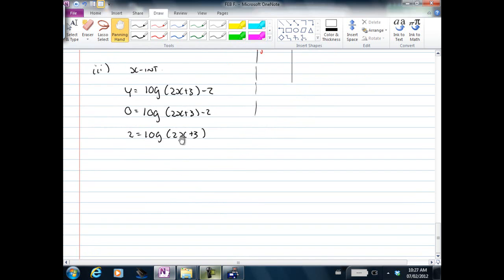Now, log on one side, low number on the other side. All this is just using rules. Gavina, what do I do now? You go 10 squared and 2x. Good. See, I go 10 squared equals 2x plus 3. And we're going to solve this. And Bana, if you solve for x, what do you get? 48.5? Yeah, 97. So 48.5.